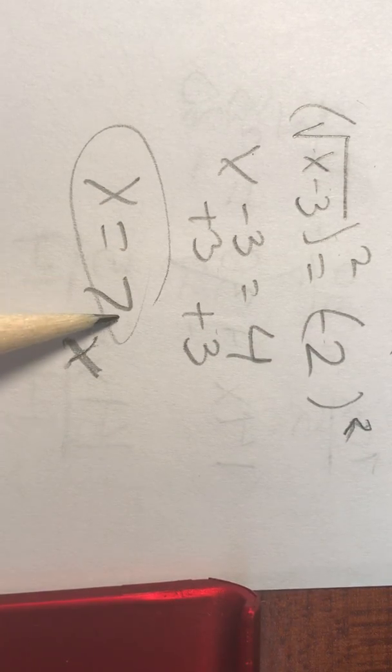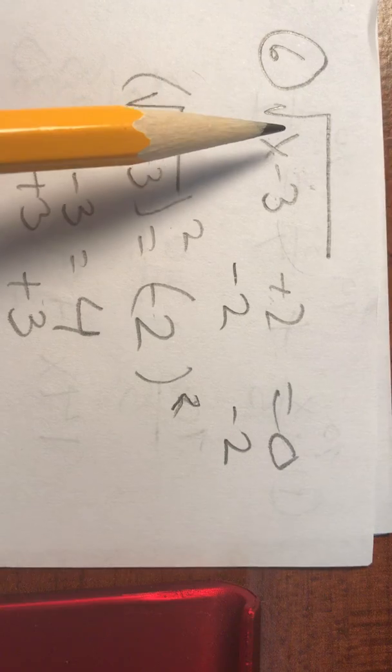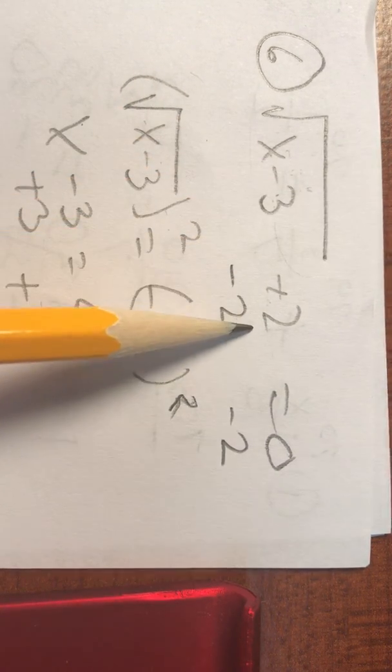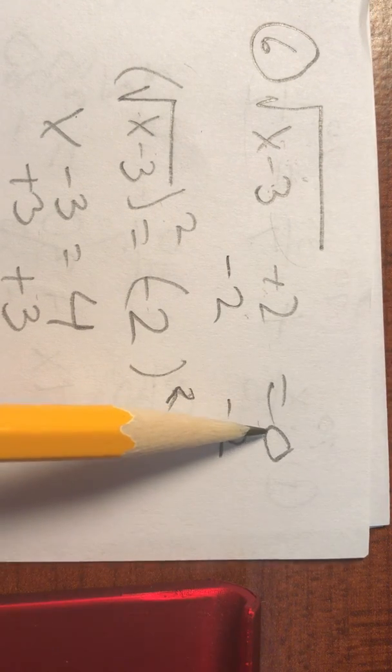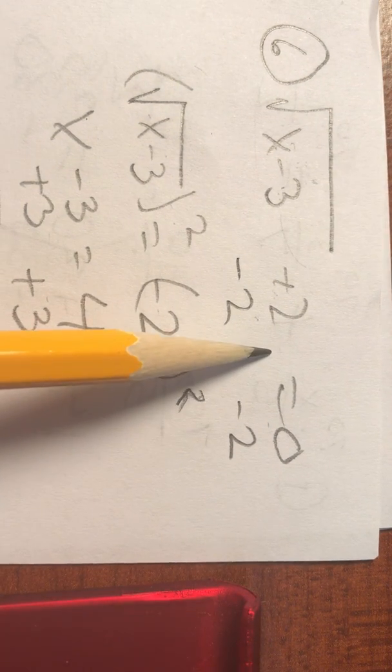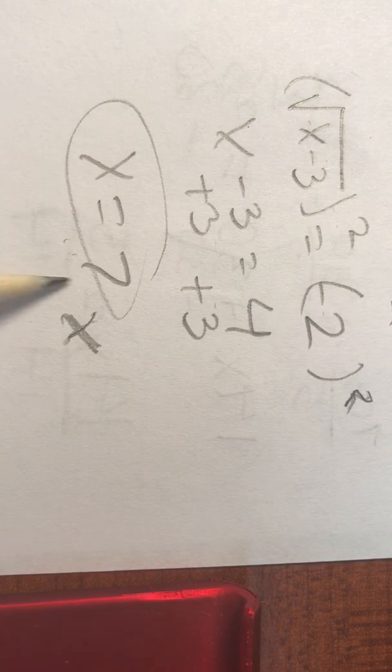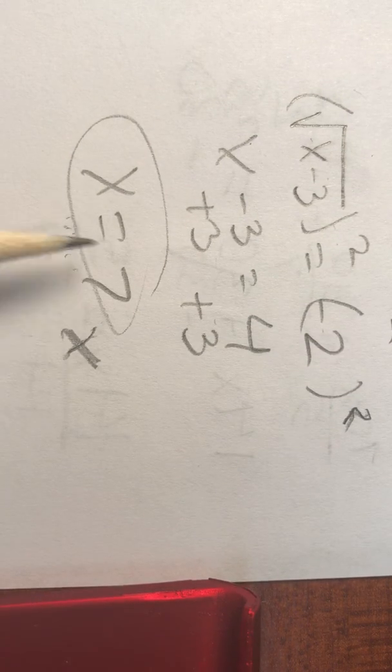Now, when I plug 7 back in, I put an x next to here. Watch this. 7 minus 3 is 4. The square root of 4 is 2, and 2 plus 2, is that equal to 0? Unfortunately, it's not. So in this case, ladies and gentlemen, even though we solved and got one solution, this solution does not work out.